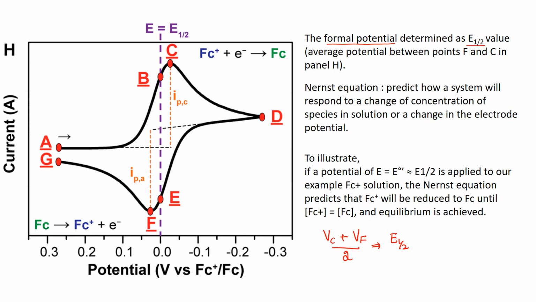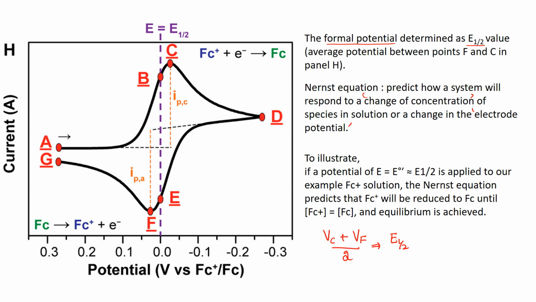Now what does this Nernst equation do? The Nernst equation will predict how the system will respond to a change in concentration, and also how the electrode potential changes with respect to the change in concentration. That means if there is a change in electrode potential, the concentration will change, and if there is a change in concentration, the electrode potential will change.